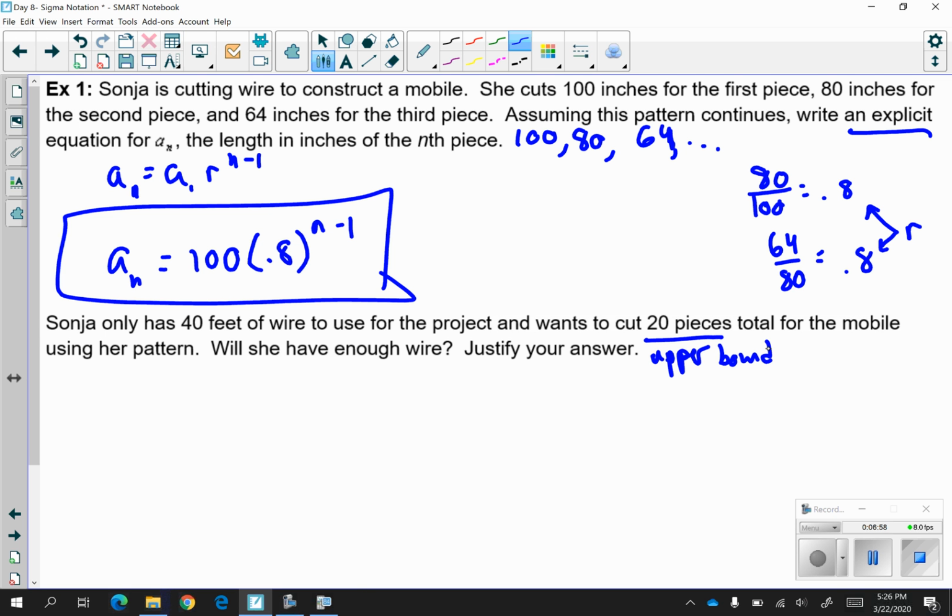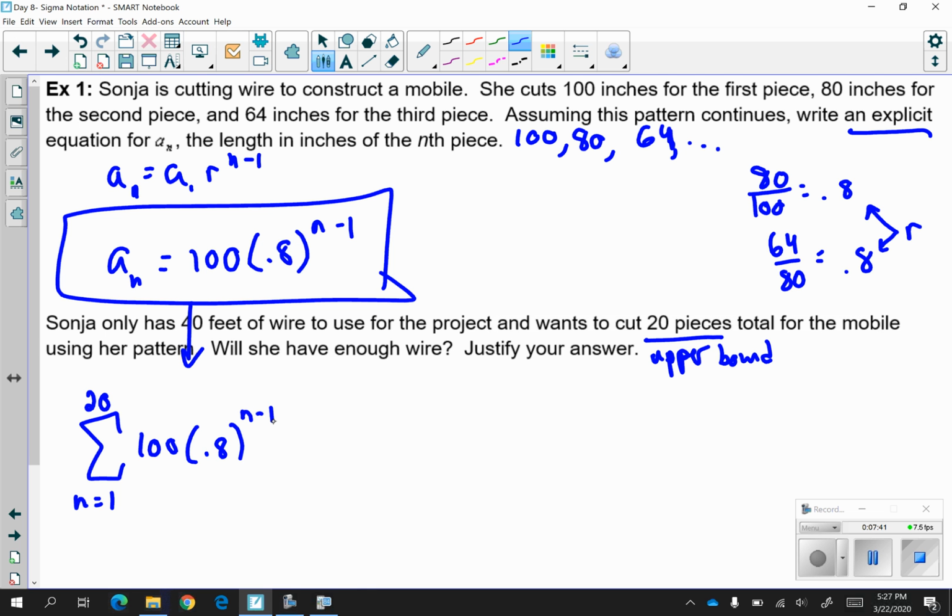So in order to do this, we're talking about summation, right? We're adding everything together. You could, if you wanted to, they didn't say how to do this, find the first 20 pieces just by multiplying by 0.8 and then add it all together. It's going to be very long. Or you can use summation notation, right? We're starting at the first piece. We're going up to the 20th piece. And we know that our explicit formula, we already have it, which is why they kind of set you up like this on the Regents, is this.